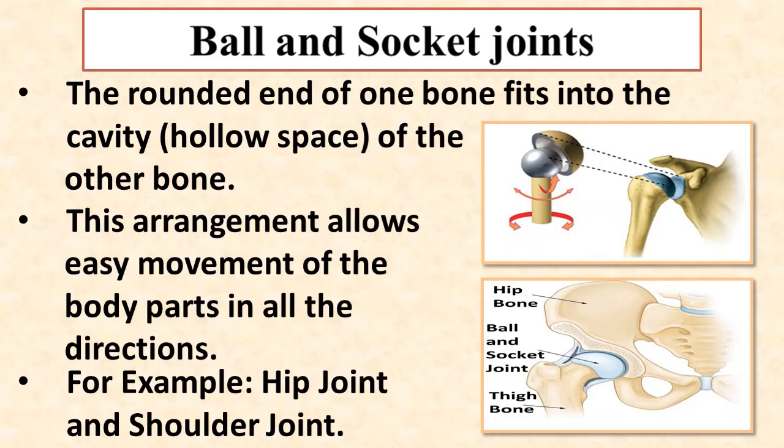In the ball and socket joints, the rounded end of one bone fits into the cavity of the other bone. This arrangement allows easy movements of the body parts in all the directions. The hip joint and the shoulder joint are the two examples of the ball and socket joint.